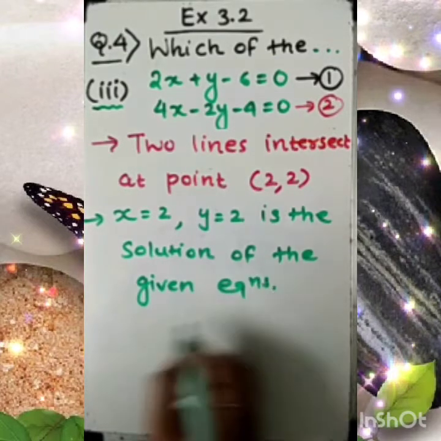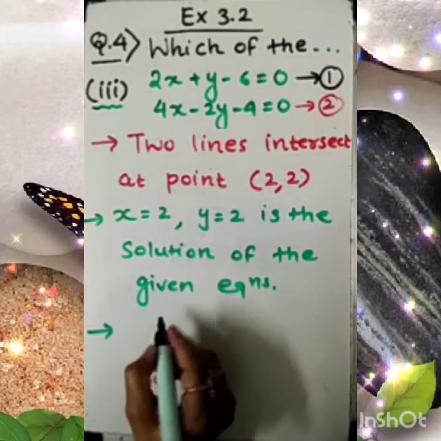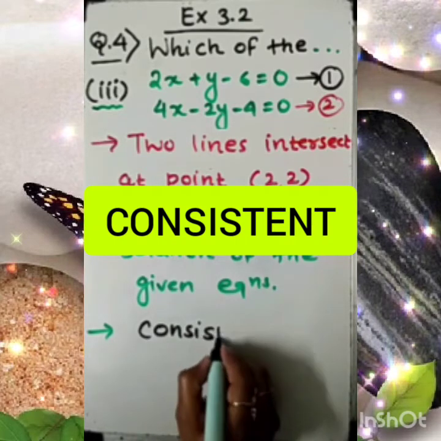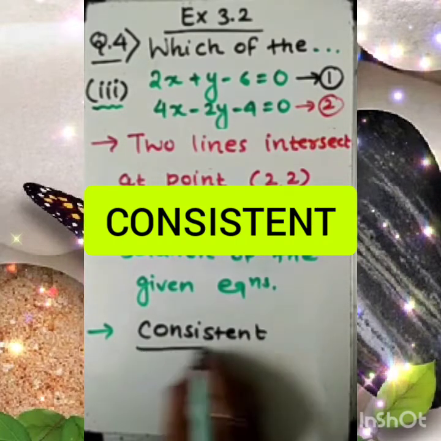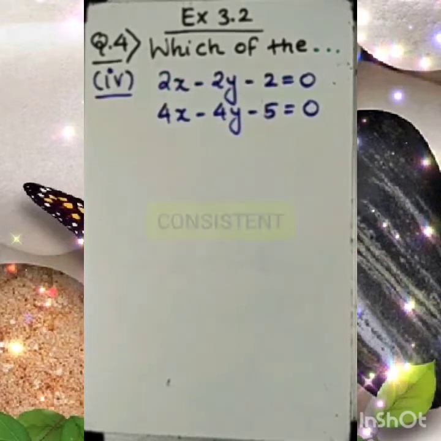Now, besides this, what did we get as a result? You know, dear student, this is a very important question which is finally asked in the exam. Whenever we have a unique solution, the lines must be consistent. Clear? This is the required result of the third part of question 4.